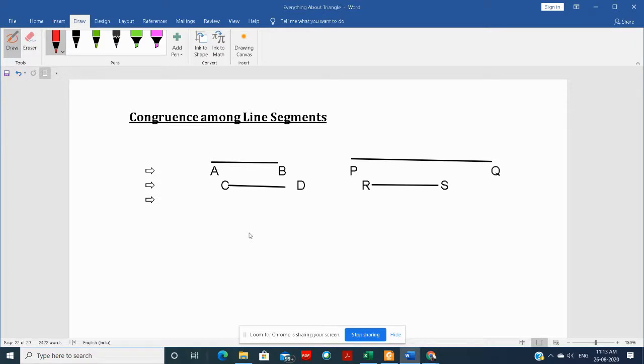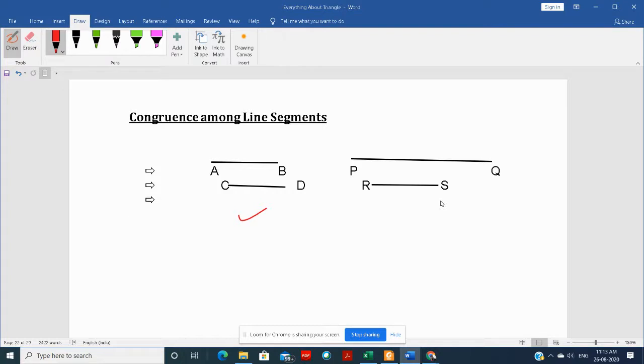Hello everyone. Let's talk about congruence among line segments. Look at these line segments, AB and CD. These line segments are said to be congruent because by just looking at them, we can say that they are equal, means their measurements are equal. So, because their measurements are equal, their lengths are equal, we can say that AB and CD are congruent to each other.